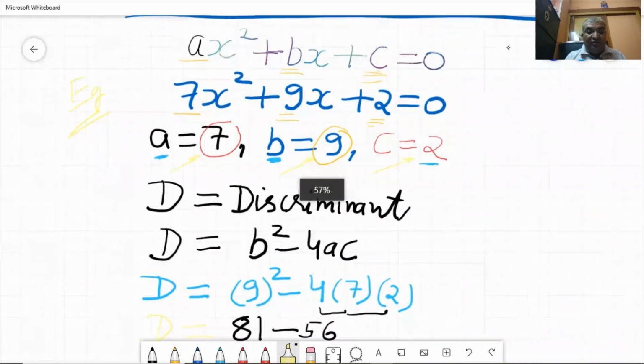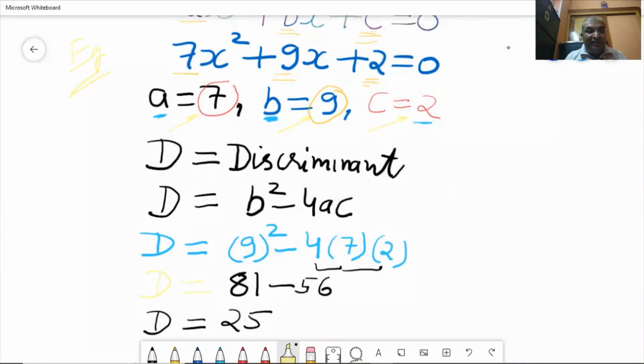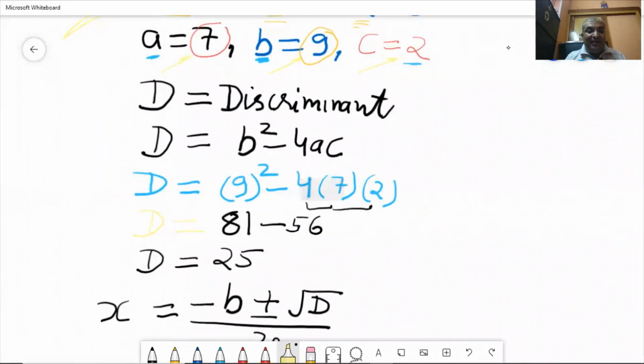Then we moved forward. We calculated the value of D. D means discriminant. We calculated D by applying the formula b square minus 4ac. In the formula, we applied the values of a, which was 7, b, which was 9, and c, which was 2. We did the square of b, which was 81. 4 into 7, 28. 28 twos will be 56. 81 minus 56 will be 25. So first thing is you should know how to calculate the value of D.